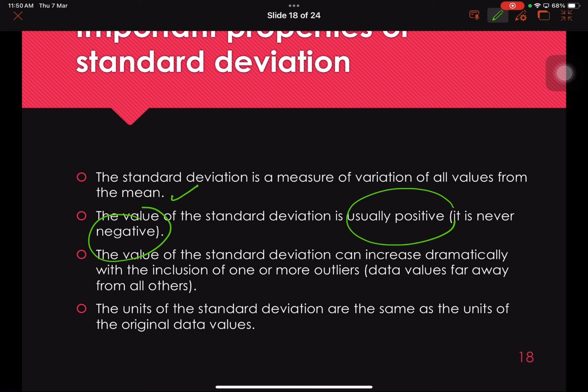Okay. Why? Because we square. From the variance we square. So if we square, then we don't have negative anymore. The value of the standard deviation can increase dramatically with the inclusion of one or more outliers. This one is fine. The unit of standard deviation is the same as the unit of the original data values.